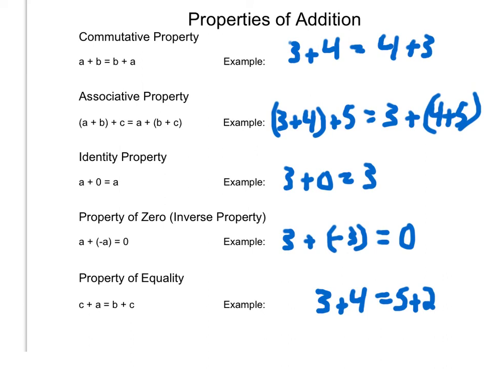Now the property of equality says that these sides will remain equal, they will remain balanced, if I add the same thing to both sides. So let's say I threw a 2 on the front of this side. Well, now 2 plus 3 plus 4, that's 9. That's not equal to 7 on the other side. So to even this out, I would have to add that same number, 2, to the other side. So basically, the property of equality is saying if I want these two sides to remain equal, I have to add the same thing to both sides, and they will remain equal to each other.